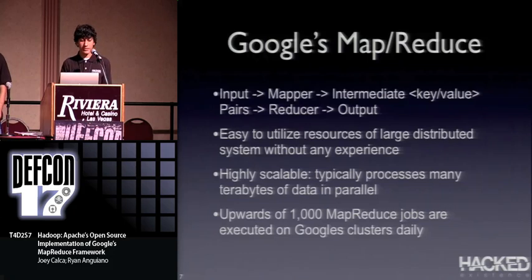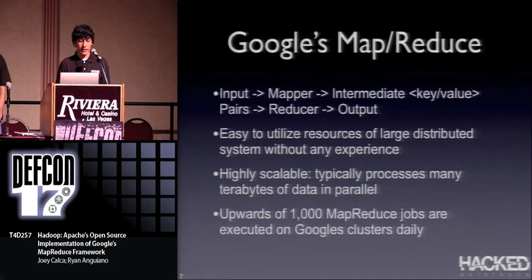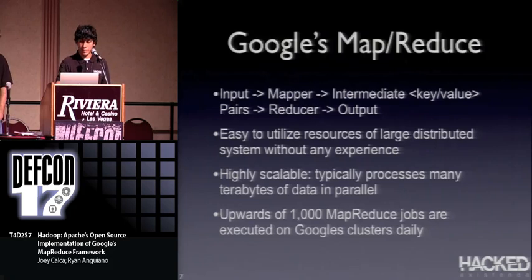It's highly scalable. It's meant to scale from a couple gigabytes of data up to a couple terabytes. So any data you want to throw at it, it'll be able to handle it. And it's so useful that Google runs about 1,000 MapReduce jobs a day.